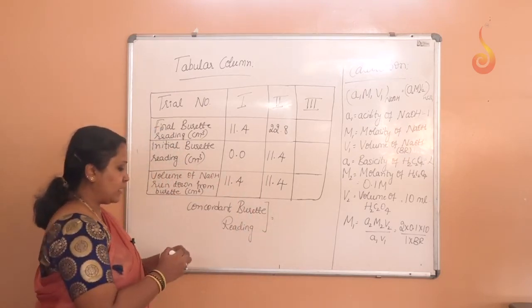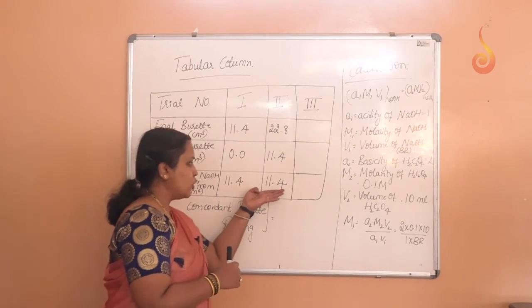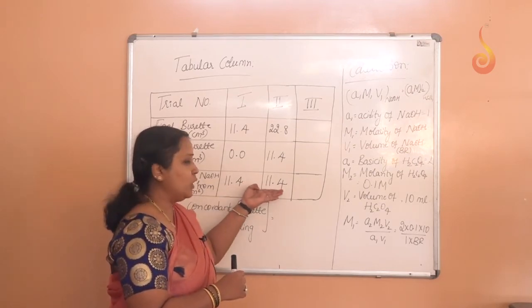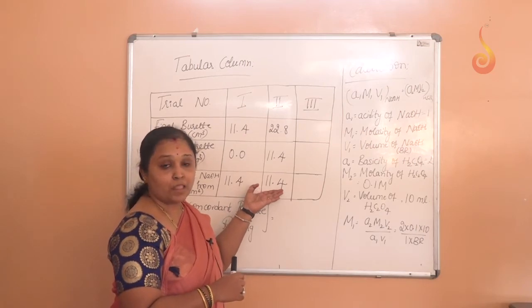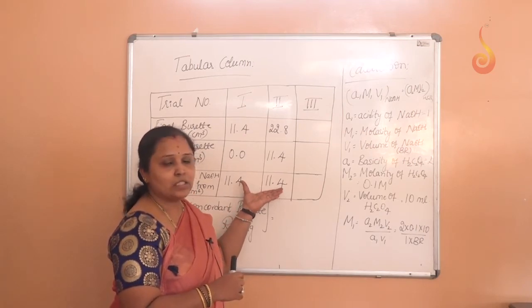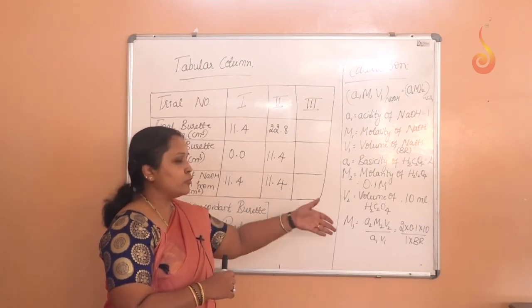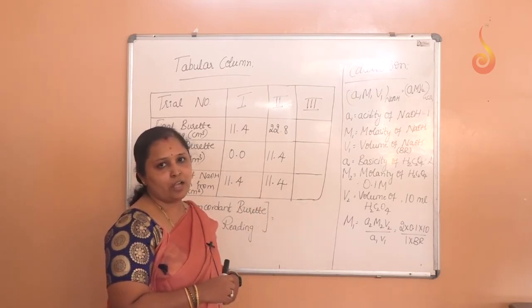Suppose, for example, that one value I have got is 11.4 and the other value is 11.2. Are these two values concordant? Obviously not. They are non-concordant values. We have to carry on one more titration and check.